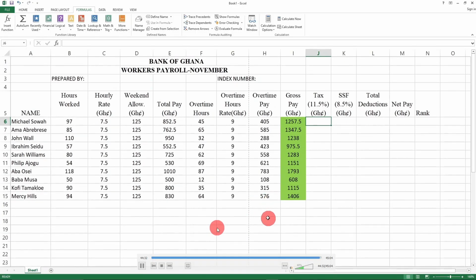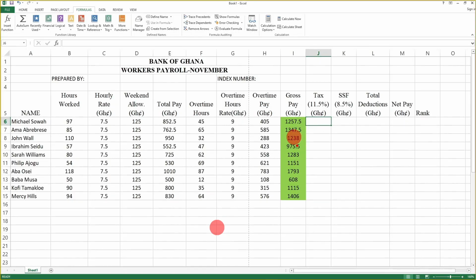Take note of this formula. What we are going to do is, they've given us 11.5%, and then the gross pay is 1,257.5. So what we will do is that we are going to multiply the gross pay.